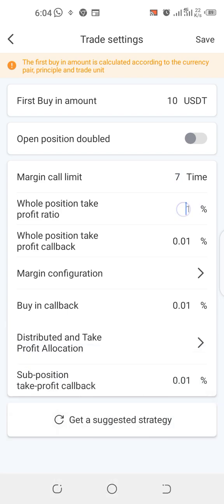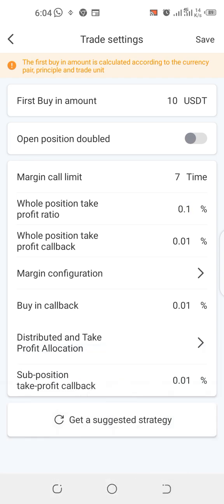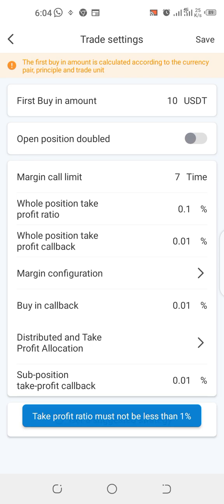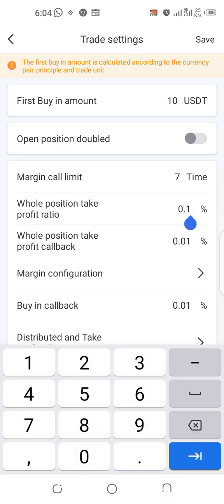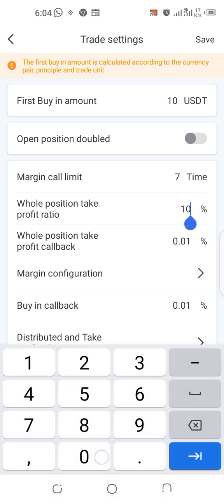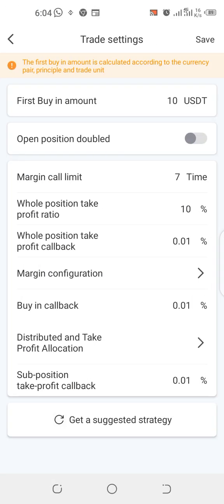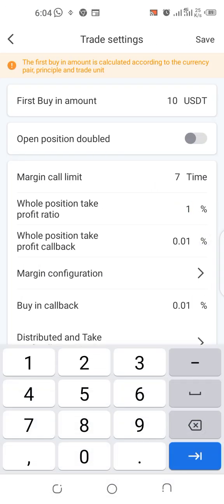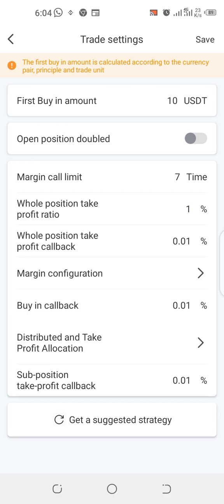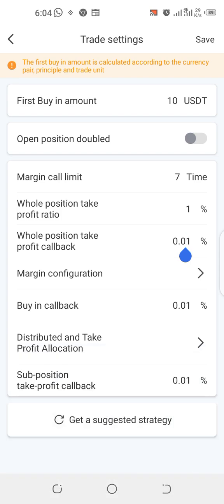Next, the whole position take profit ratio. That is the percentage at which you want it to take profit, and it cannot be less than 1%. If you try to put 0.1, it will tell you that take profit ratio must not be less than 1%. See that? So it has to be at least 1%. It can be more than that. If you want, you can make it 10%. Nobody will fight you. But the smaller the better, so that the robot can take advantage of small changes in price, which is what the robot is all about, really.